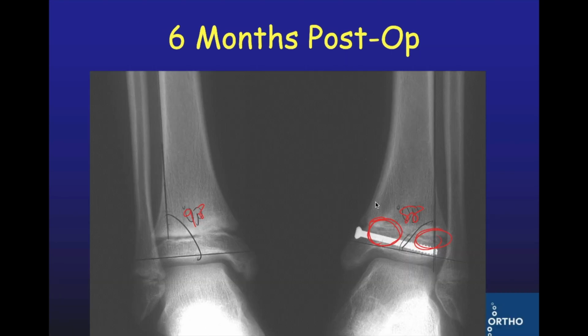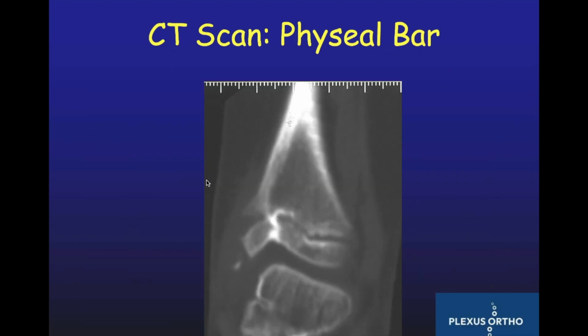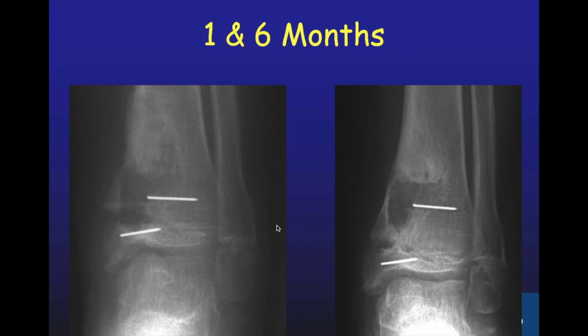And when we did an X-ray at 6 months, it showed damage to the physis at the lateral area, and it was not growing as well as the medial side or the opposite side, and the angle was 80 degrees on the affected side as compared to 90 degrees on the unaffected side. And when we did a CT scan, this is the physeal bar. There is a bone connecting between the metaphysis and the epiphysis.